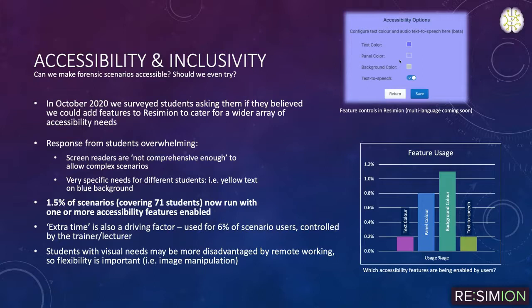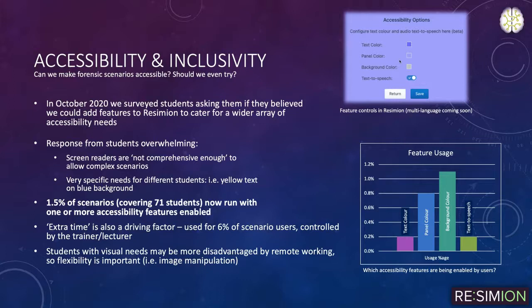There are 4 features we've added to Resimion, and we've got multi-language coming soon. As here, you can see this in US English, for example. You can see the feature usage in the chart down on the right-hand side. And by far, changing the background color of the panels and of the pages in Resimion has been the most popular option. Almost 1.2% of all the scenarios that are running, students are changing the background color.